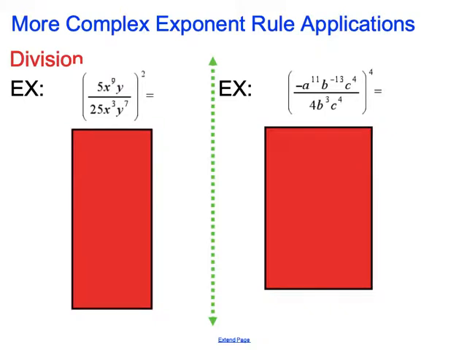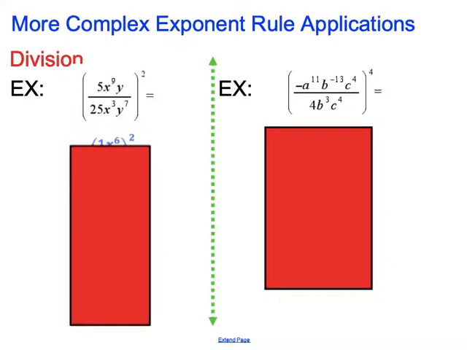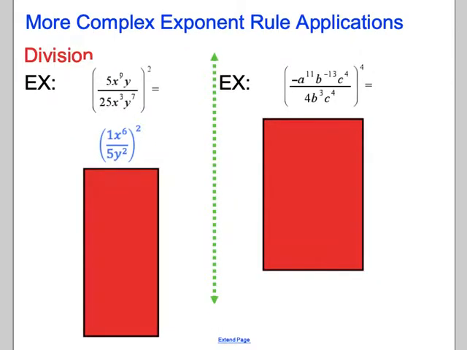Let's look at a couple with division, more complex ones. This is power to a power, but in this problem, we have some major division and powers going on. So first thing I do is I simplify what's inside. 5 over 25 is 1/5. X to the 9th over x to the 3rd. There's 6 more x's in the numerator than the denominator.